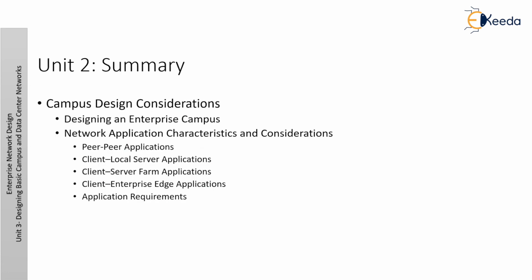This campus design consideration part 1 is completed. Here we have discussed designing an enterprise campus, network application characteristics for peer-to-peer application, for client local server application, for client server farm application, and client enterprise edge application. And based on these discussion, we have concluded different application requirements.